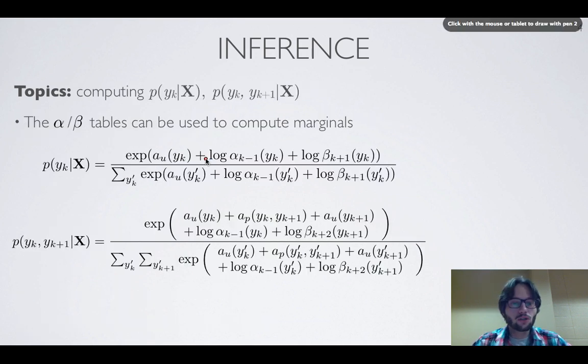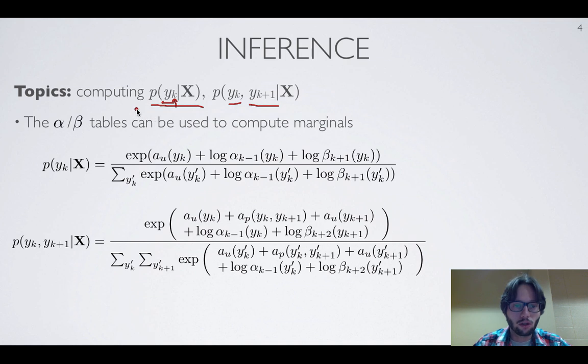So now here we're interested in computing, and we'll see two particular marginals: the marginal over a specific position, so the probability of a single label in the sequence at a given position k, or the pairwise, the probability of a pair of labels at a position k again. So let's first look at this one, the marginal probability over a single position. Well, again, we'll use the alpha and beta tables.